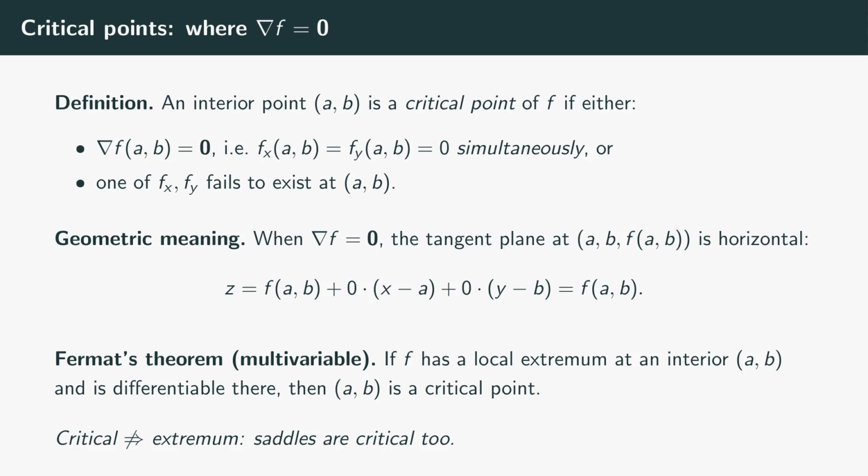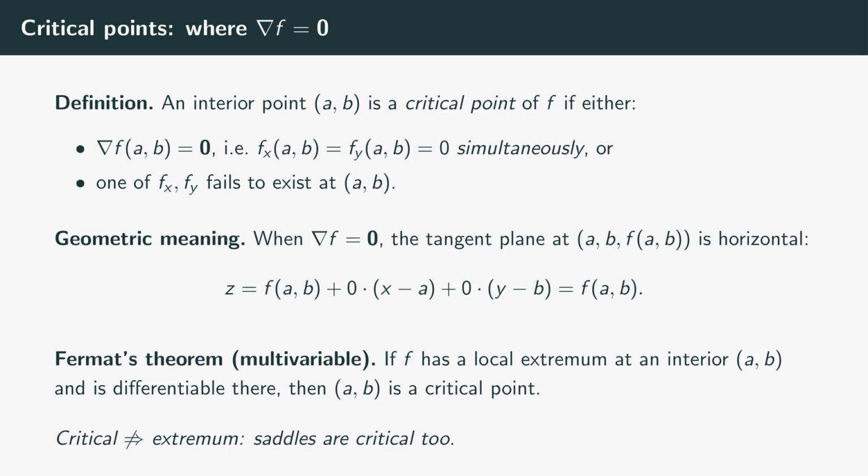The first step in the multivariable extremum hunt is to find the critical points. An interior point a, b is critical when either both partials vanish at the same time, the gradient is the 0 vector, or one of the partials fails to exist. The geometric content of the gradient of f equals the 0 vector is clean. From last episode, the tangent plane has slope f sub x in the x direction and f sub y in the y direction. If both are 0, the tangent plane is horizontal.